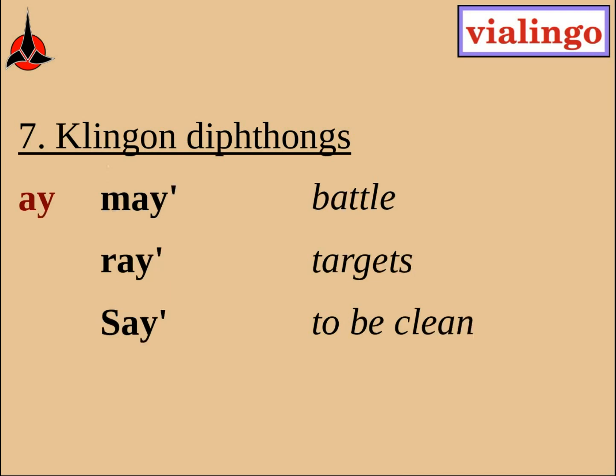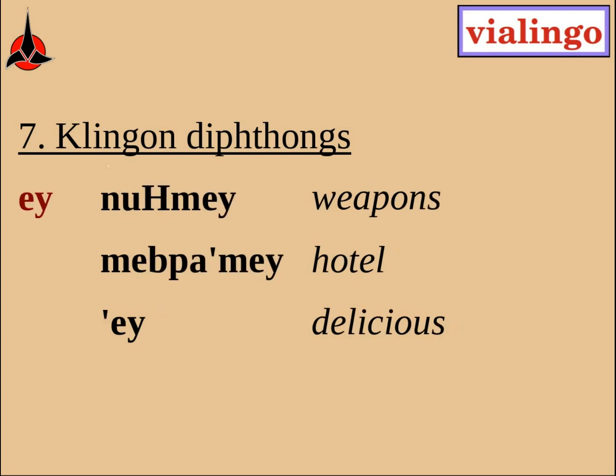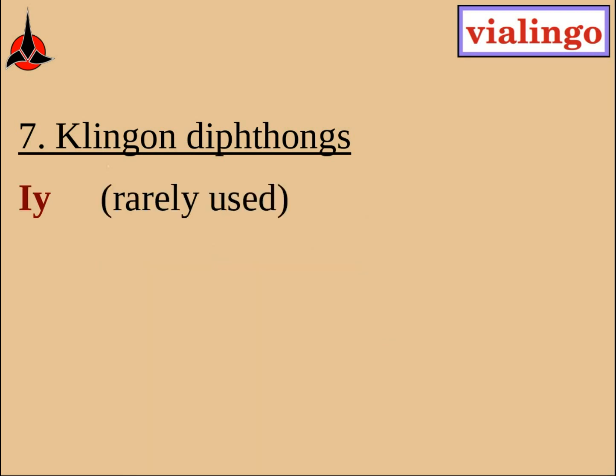AY sounds like the Y in Y. Might, might. Right, right. Shite, shite. EY sounds like the A in stay. Noch may, noch may. Me pa may, me pa may. A, a. IY sounds like the E in key, but it's used very rarely.